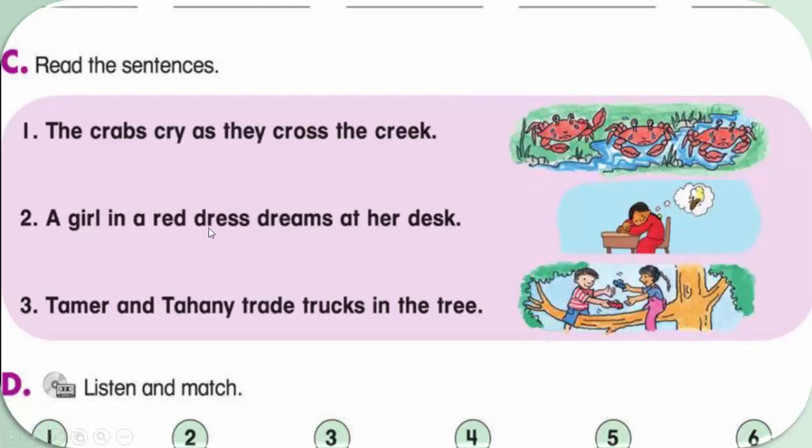Dress, dream. Sentence number three. Tamir and Tahani trade trucks in the tree.